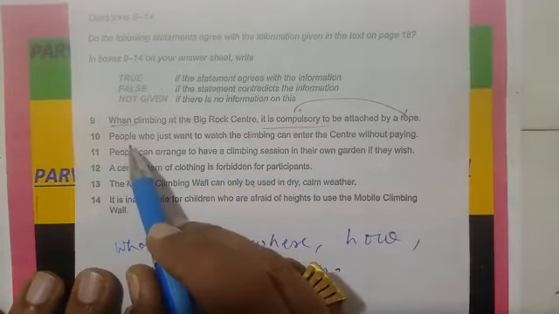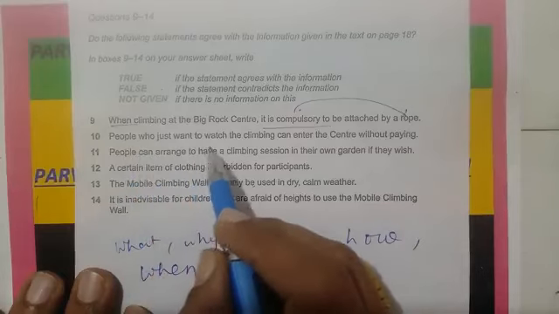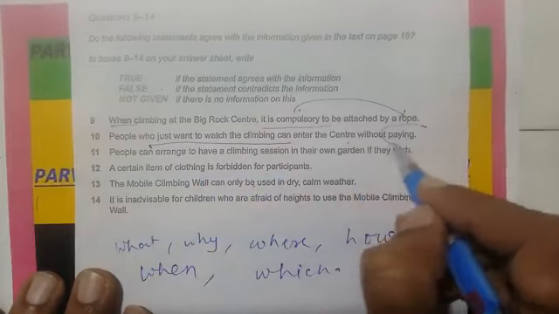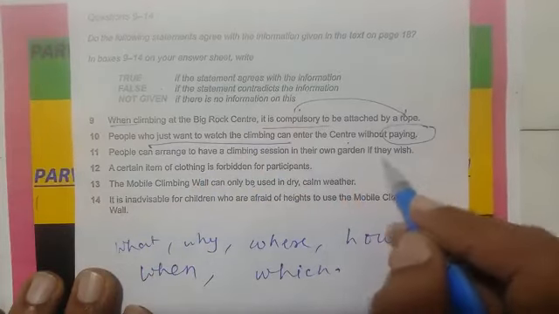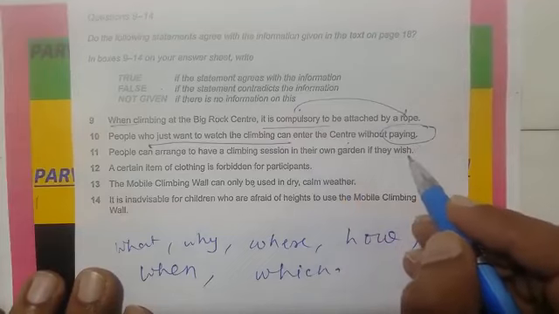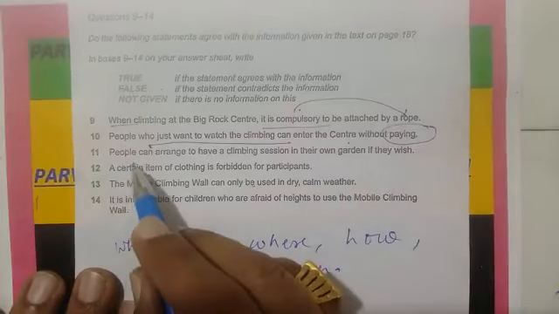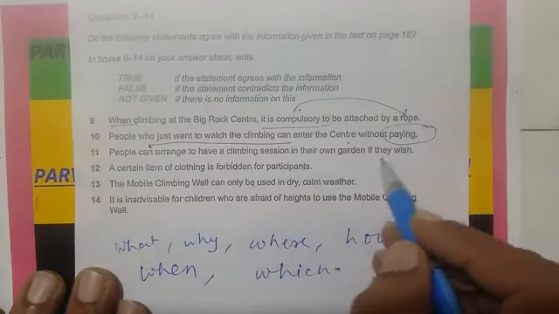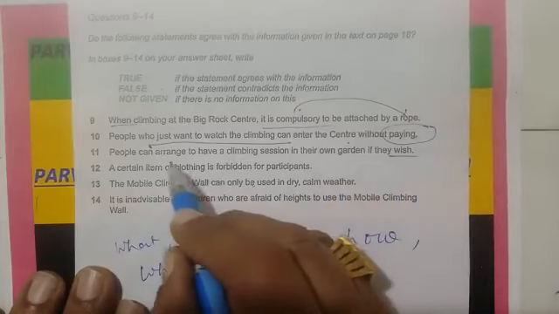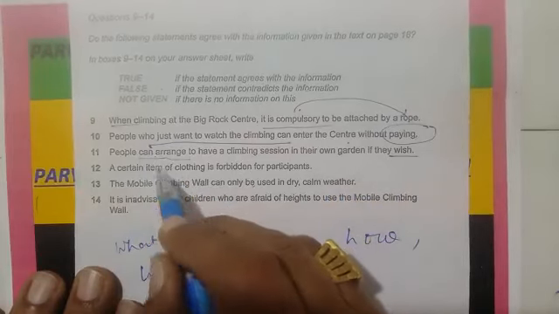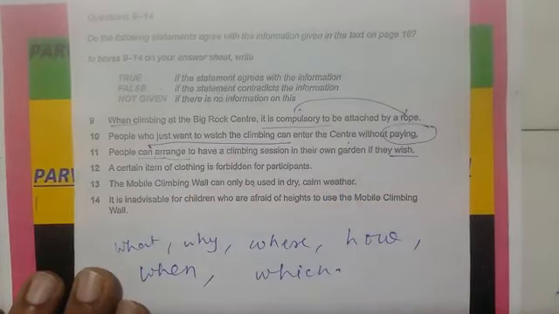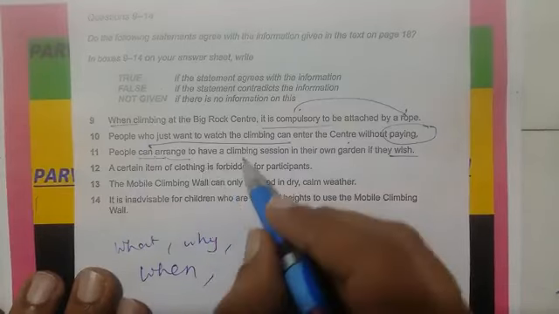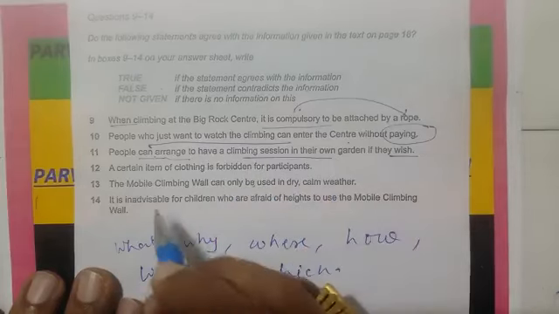Second is question 10: people who just want to watch the climbing can enter the center without paying money. Please underline the main word here, paying, whether they have to pay or not. In 11: people can arrange to have a climbing session in their own garden if they wish. Here is their wish, and they can arrange. Can is a modal here, which means 99% of possibility. So they can arrange to have a climbing session in their own garden.